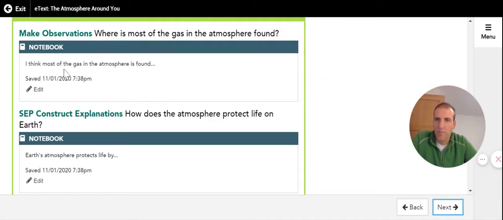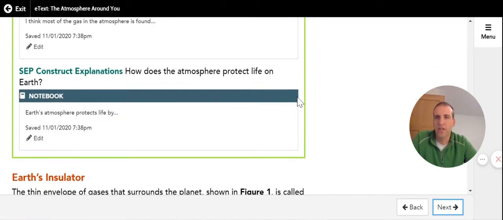I've got a sentence frame or a sentence starter here for you. I think most of the gas in the atmosphere is found, and then you will need to complete that sentence. Do you think it is found maybe in the lower levels of the atmosphere? Do you think it is found higher up in the atmosphere? So you need to make your best guess based on what you already know about the atmosphere of Earth.